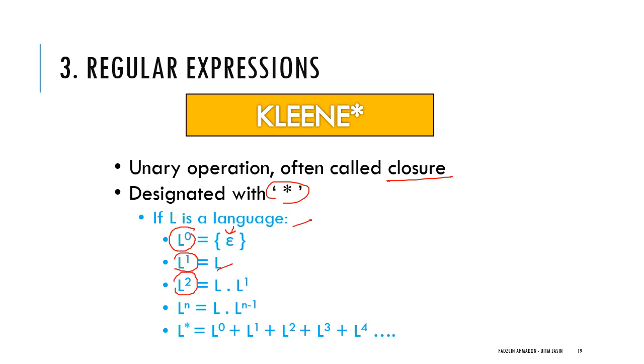L to the power of 2 is the language itself concatenated with L to the power of 1, the result of the previous operation. L to the power of n is the language itself concatenated with the result of the previous operation, L to the power of n minus 1. And finally, L star is the result of the union operation of L to the power of 0, 1, 2, 3, 4, up until infinity. So this is an infinite operation.